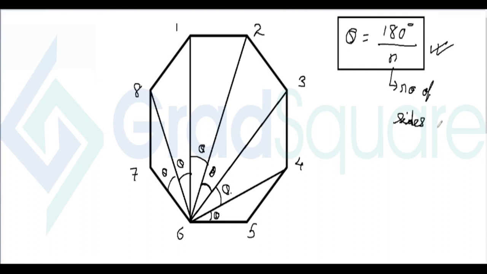So suppose there's a question which says that there's a diagonal 6, 2, and I have to find out the angle between the side 6, 7 and the diagonal 2, 6. Then the value of this angle is 3 theta. So it's 180 degrees by n into 3. That's it. Straight formula and you'll get the answer. Okay. So this is the second thing that I wanted to discuss with respect to diagonals of a regular polygon.